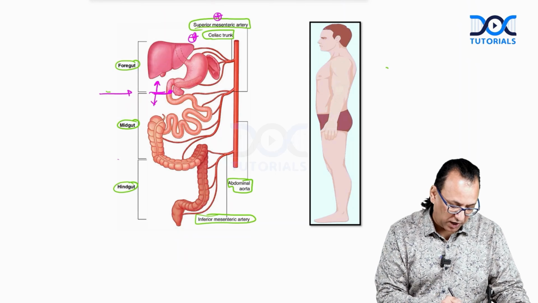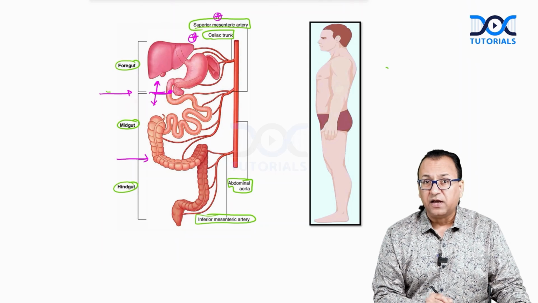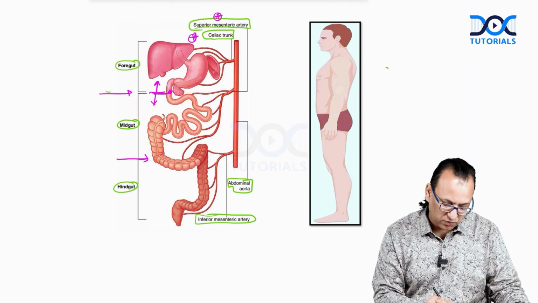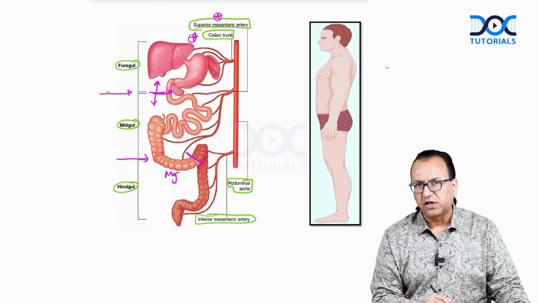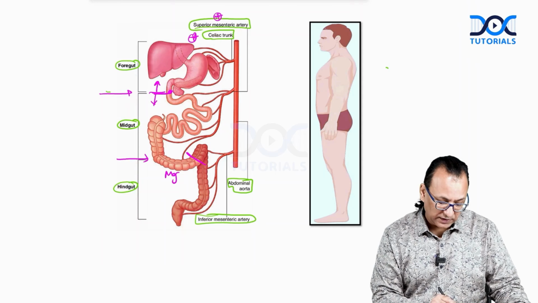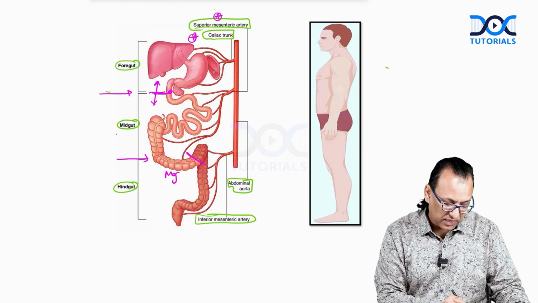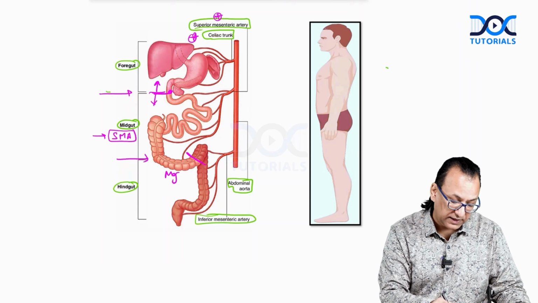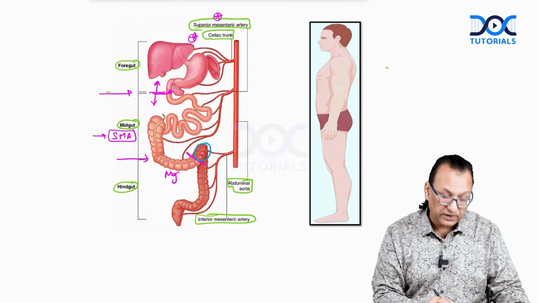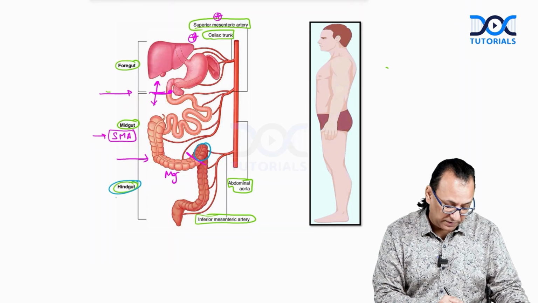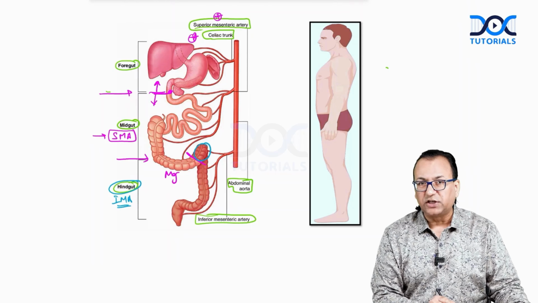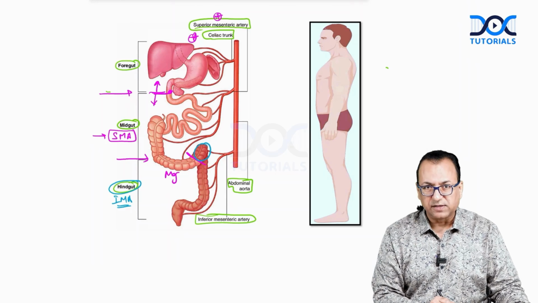Similarly, if you are talking about the midgut-hindgut junction, the right 2/3 of the transverse colon is midgut. So till that point, the midgut artery, that is the superior mesenteric artery, will be supplying. But after that, the left 1/3 of the transverse colon and distal to that is the hindgut. In the hindgut, it will be the inferior mesenteric artery supplying. Of course, at the junction, there will be dual supply.